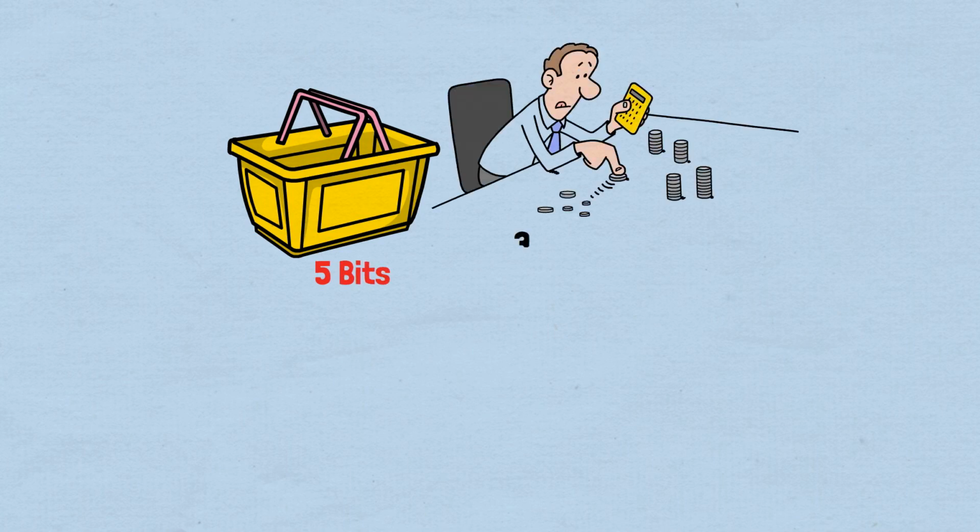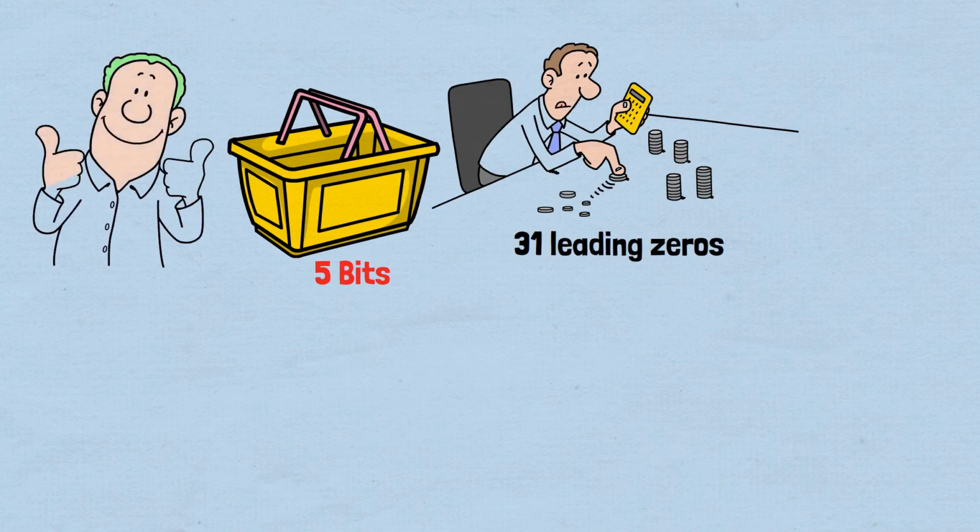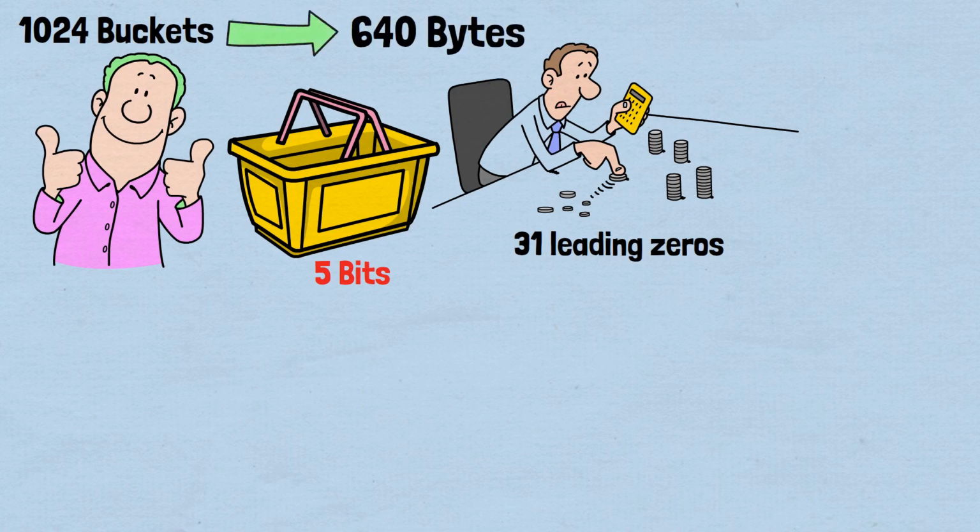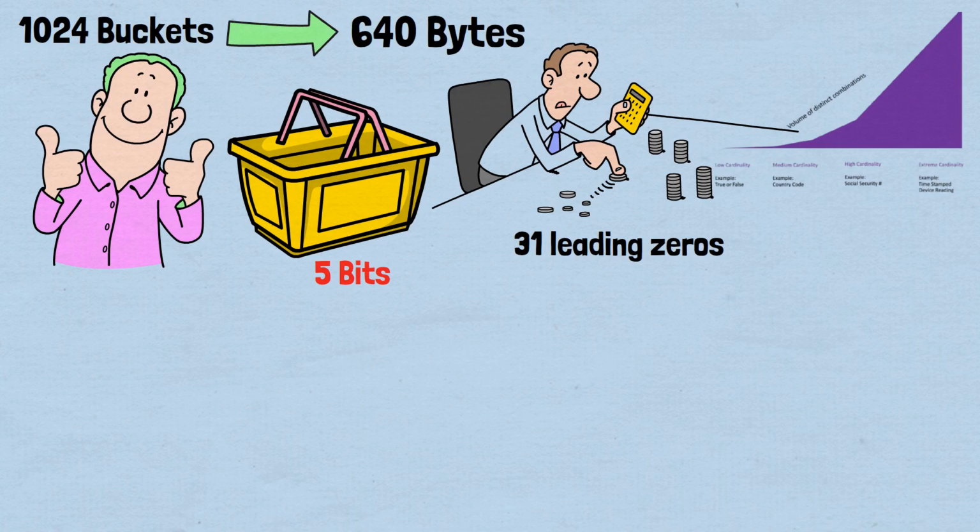If each bucket's counter can be stored in 5 bits, allowing counts up to 31 leading zeros, sufficient for most practical applications, then 1,024 buckets would require just 640 bytes, enough to estimate cardinalities into the trillions.